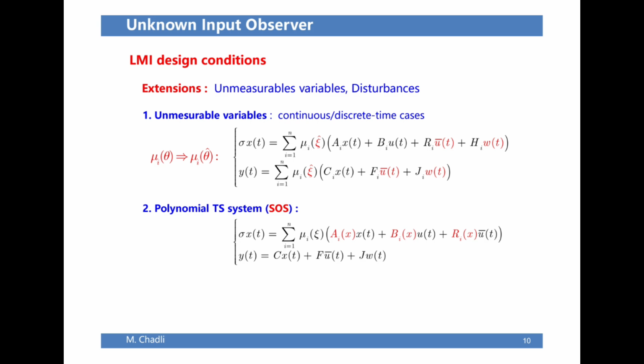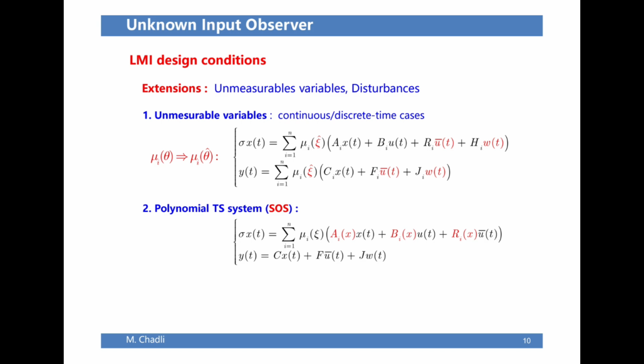Some extensions are also studied in the literature, like the challenging problem when the activation or the interpolation function depends on unmeasurable variables, because for a nonlinear system, this function can depend on non-measurable variables, or in the case of fault, in the presence of fault, these variables can be non-measurable, and the problem will be different. And in this case, we need to propose other developments. The developments are generally more complicated, but we have some results about that, and you can find them in the literature.